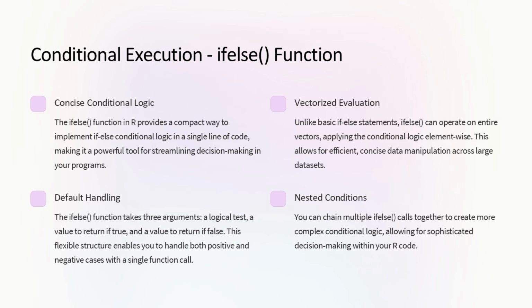This allows for efficient, concise data manipulation across large datasets. The ifelse function takes 3 arguments: a logical test, a value to return if true, and a value to return if false. This flexible structure enables you to handle both positive and negative cases with a single function call. You can chain multiple ifelse calls together to create more complex conditional logic, allowing for sophisticated decision-making within your code.